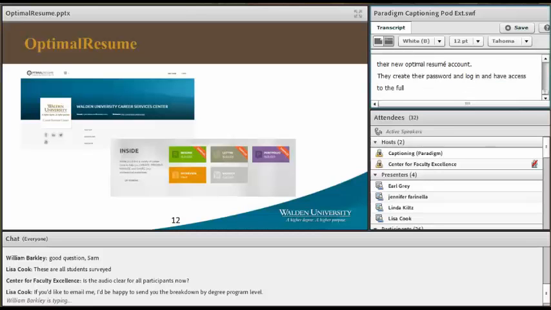We get the question, is there a charge? No, there's no charge. It's free to create an account and use the system, and they still have access to the OptimalResume system after they graduate.